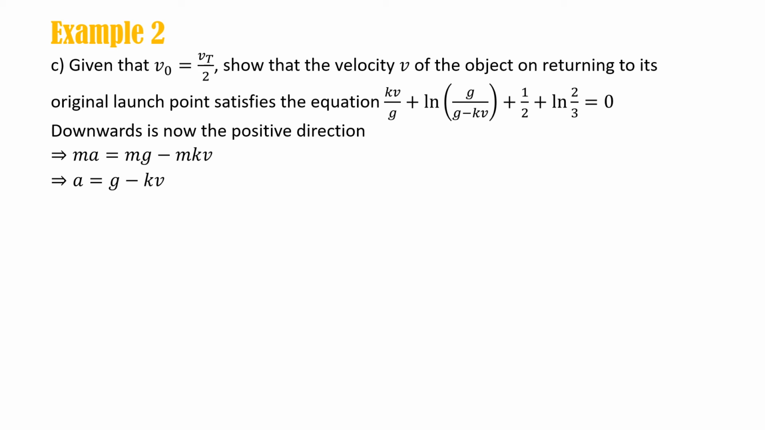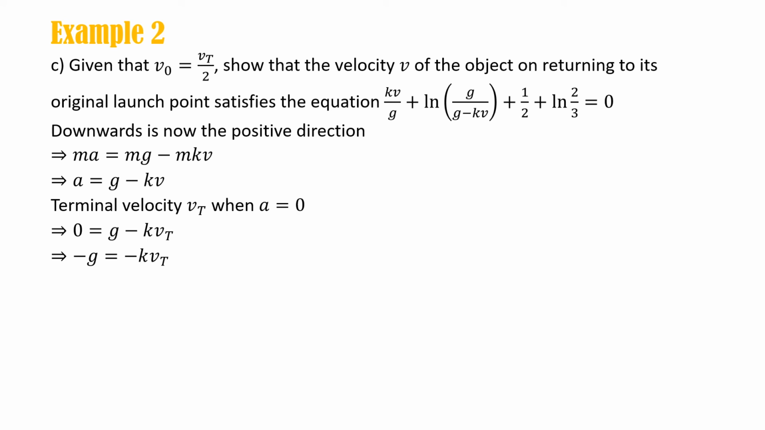So we know that our terminal velocity is going to occur when our acceleration is equal to 0. So I'm just going to have g minus kvt equal to 0. When our velocity is our terminal velocity, the acceleration is equal to 0. So it is important that we now change that to be vt and not just v. Well, I can take g away from both sides. We get that negative g is equal to negative kvt. Divide both sides by negative k, and we get that vt is equal to g on k.